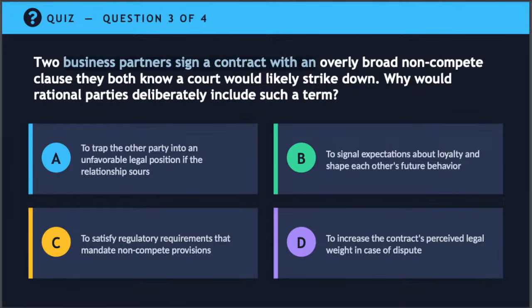Two business partners sign a contract that has an overly broad non-compete clause. They both know the court would likely strike it down. But why would rational parties deliberately include such a term? Is it to trap the other party in an unfavorable legal position if the relationship sours? Is it B, to signal expectations about loyalty and shape each other's future behavior? Is it to satisfy regulatory requirements that mandate non-compete provisions? Or D, to increase the contract's perceived legal weight in case of a dispute?